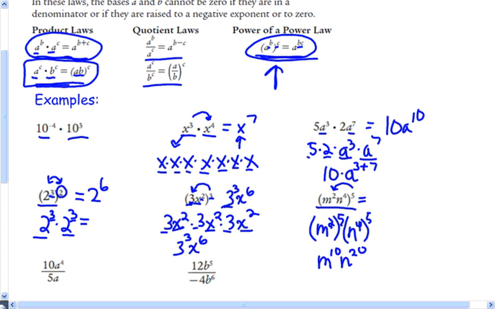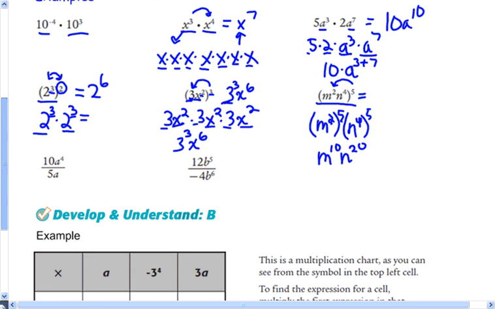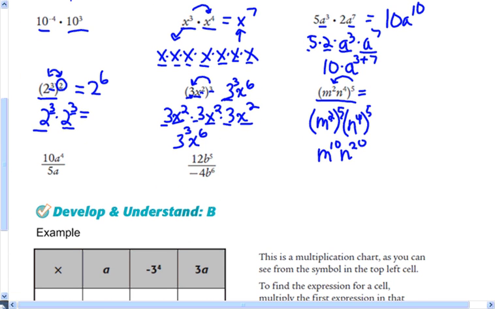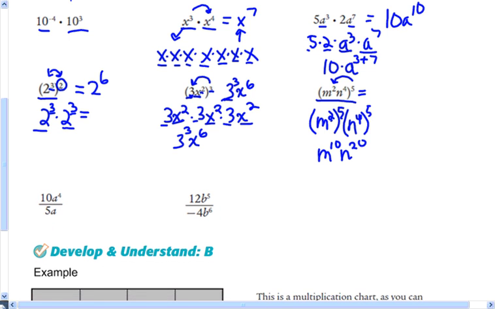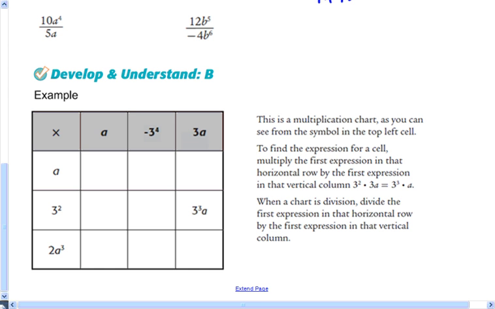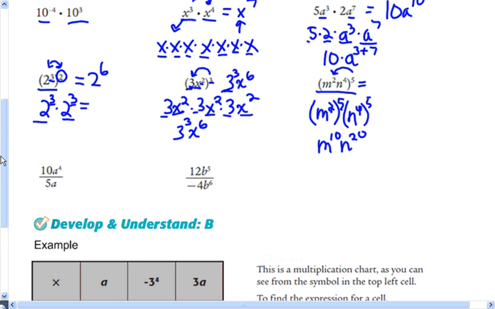Okay, now we also have some quotient laws. Let's take a look at those. So we have 10a to the 4th divided by 5a, and what I want to do here is expand this out so we can see what's going on, and then I'll suggest an easier way to do it. So I'm just going to write this in expanded form, and then write the bottom in expanded form.